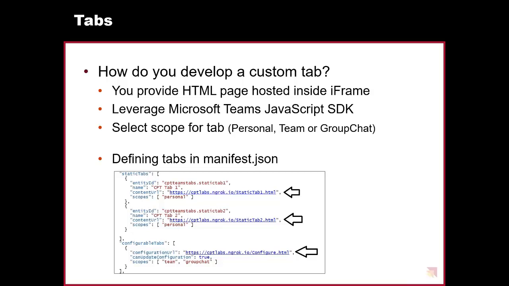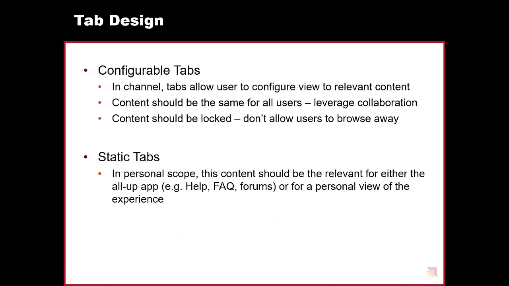So we're going to look at two different kinds of tabs. We have static tabs and configurable tabs. And note that when you define a tab in your app manifest, you give it an entity ID, so you give it an identifier. You give it some pretty text that's going to appear there. And then you're going to give it a content URL. And that's the thing that needs to be available over the internet. Okay, now let's go ahead and see the difference between these two. Maybe I'll come back to this page after we've done our first demo.